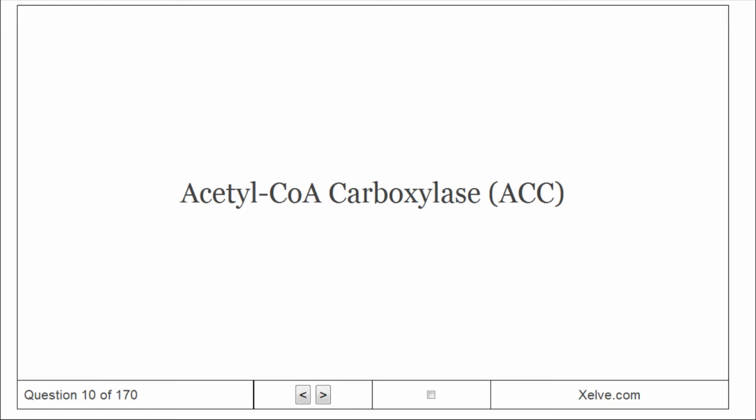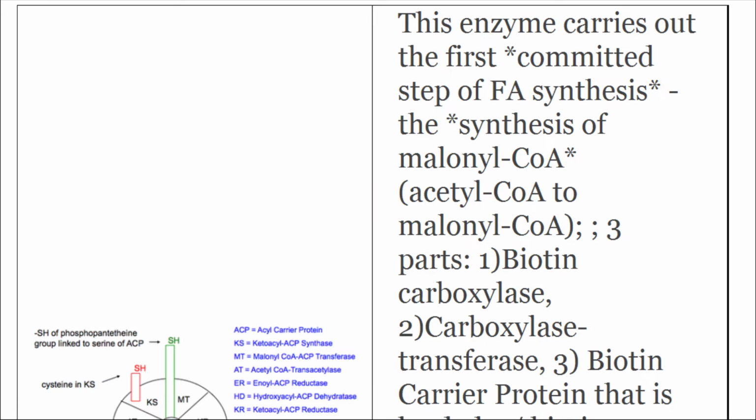Acetyl-CoA carboxylase. This enzyme carries out the first committed step of FA synthesis, the synthesis of malonyl-CoA. It has 3 parts: 1. Biotin carboxylase. 2. Carboxyl transferase. 3. Biotin carrier protein that is loaded with biotin, with input of CO2 and ATP.